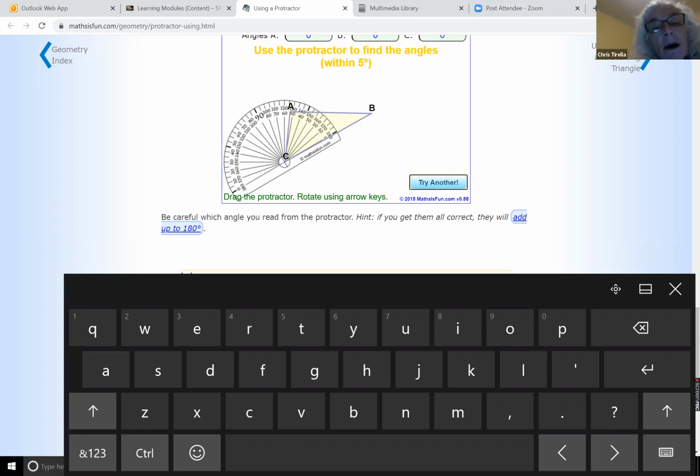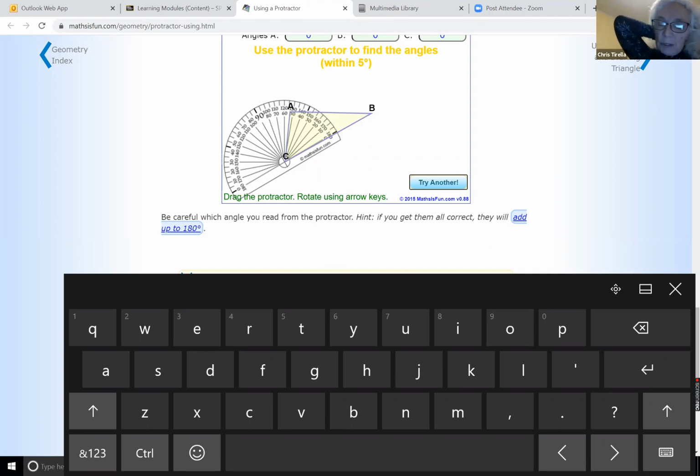This protractor isn't all that accurate. I would say that it's probably about 52. If it were the obtuse angle on the other side, then I would be going between 120 and 130. But this one's obviously acute.